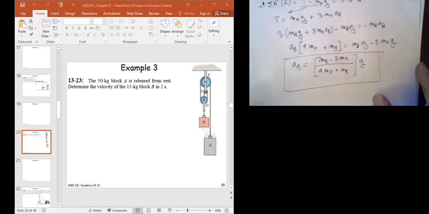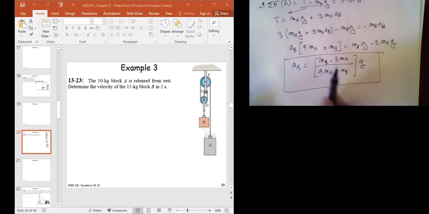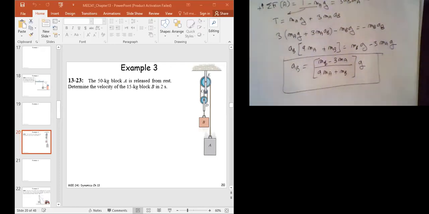Okay, so here what we did is we just found the acceleration of B, right? And the acceleration of B is equal to MB minus 3MA divided by this guy. So if MB is equal to 3MA, what happens? There will be no movement in the system. Still zero acceleration, which makes sense.